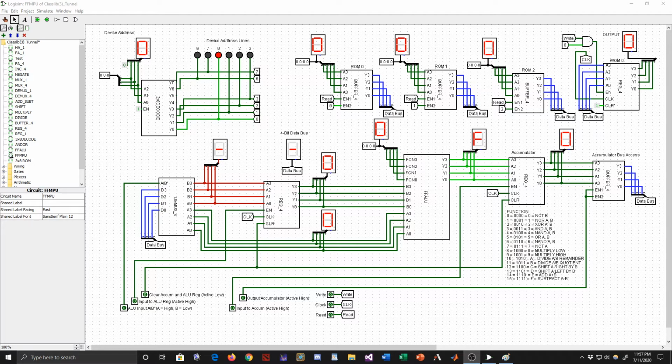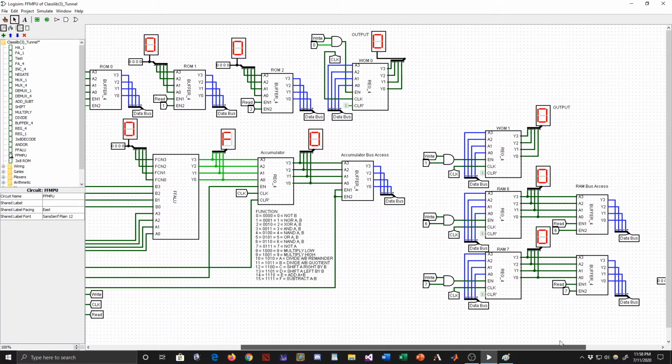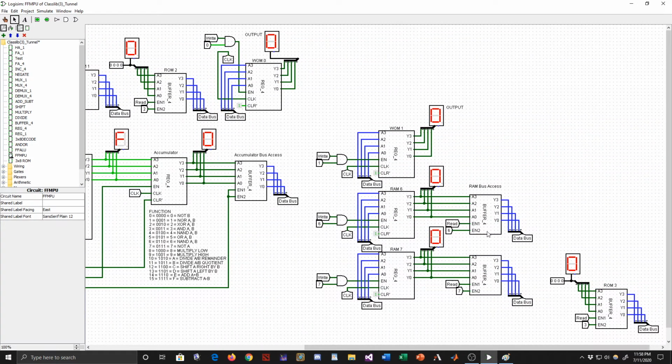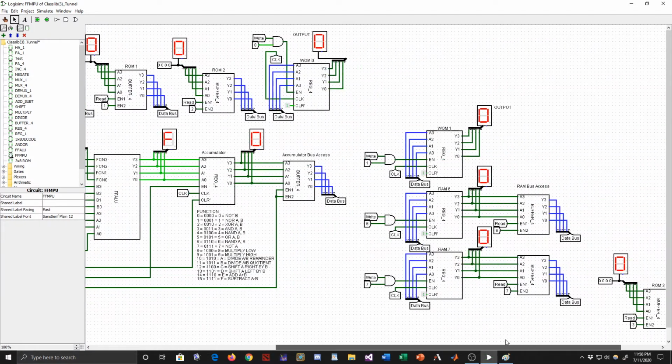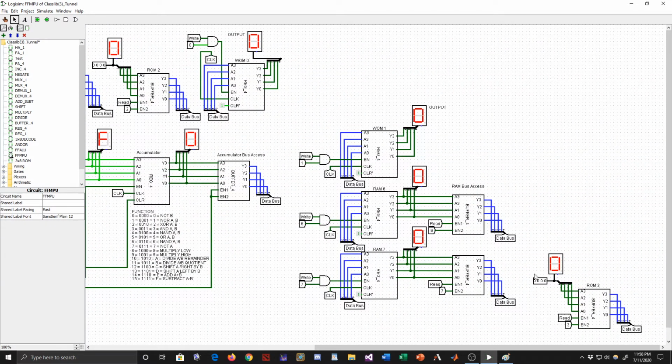So I'm going to describe all of the important pieces before we go here. So this right here, usually these four circuits, I leave them over here off to the side of the screen. You can see the other pieces. There's a ROM, there's a RAM, there's a write-only memory over here. And we can talk about all of these.